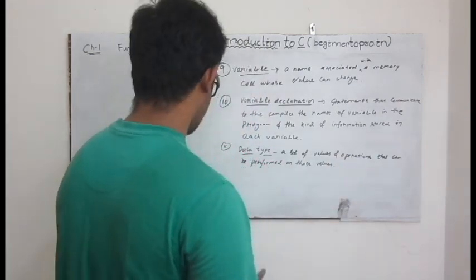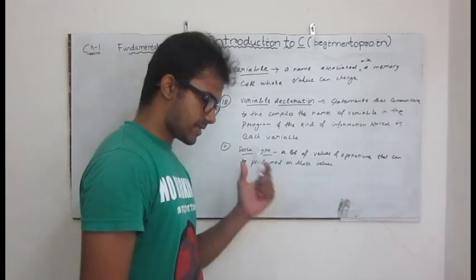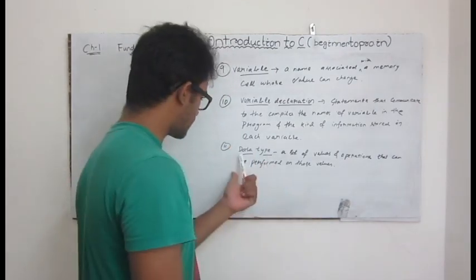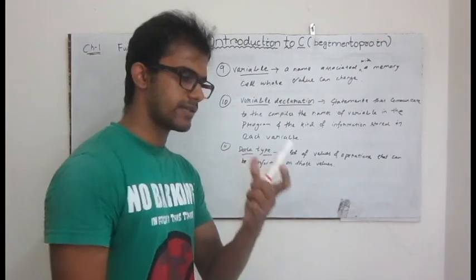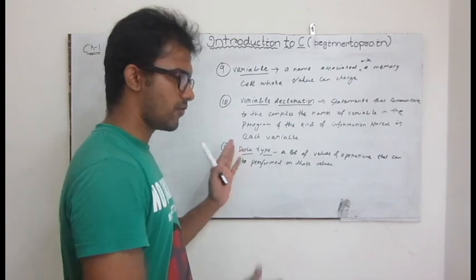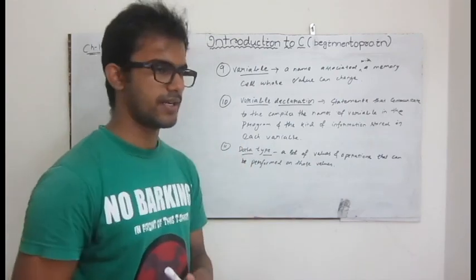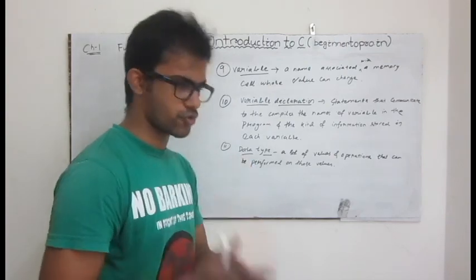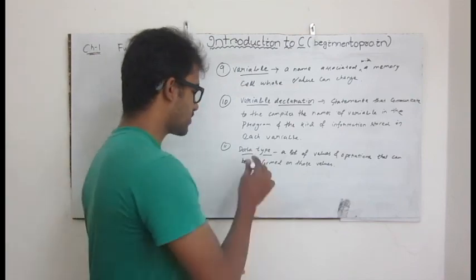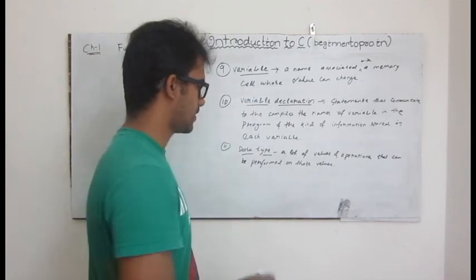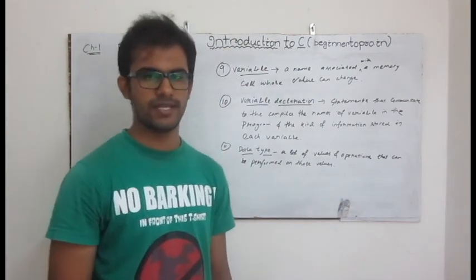Okay, this data type belongs to the declaration part, the data type and the variable. So what does this data type define? This data type defines that the variable must store the kind of values which this data type accepts. A set of values and operations that can be performed on those values.